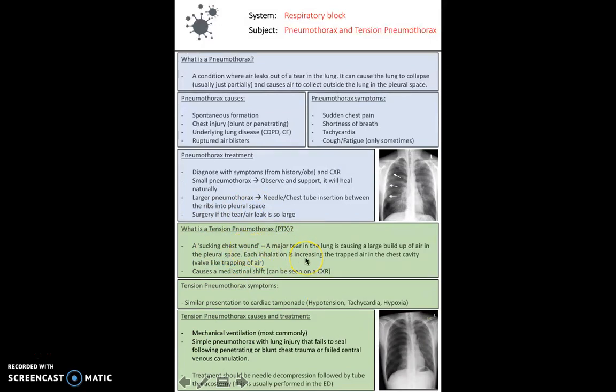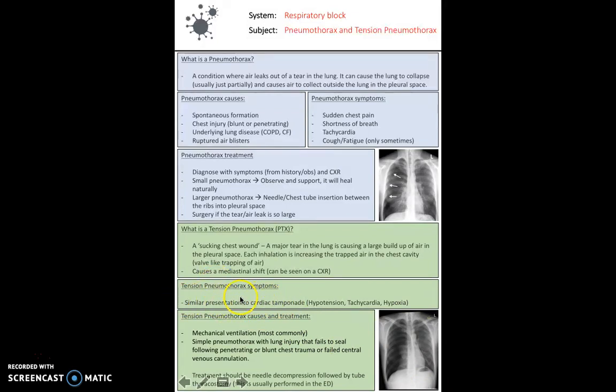So it's a major tear in the lung causing a very large buildup of air in that pleural space, and it acts in a valve-like way to trap the air in that pleural space. So every time you breathe in, it makes it worse. It does usually as well cause a mediastinal shift when it gets large enough, and you can see this on a chest x-ray by it pushing the heart over, and usually the trachea as well is also displaced.